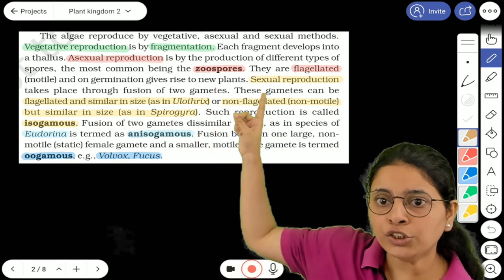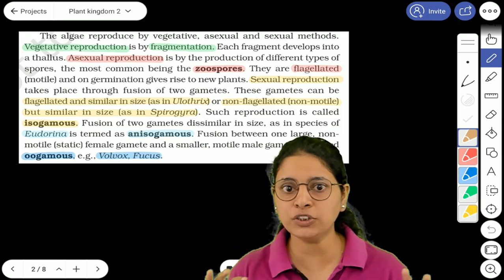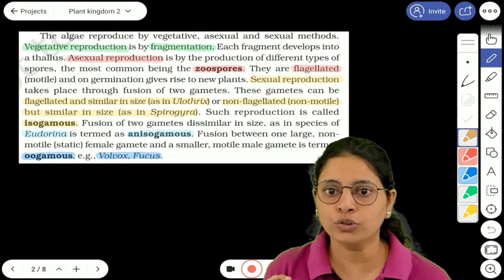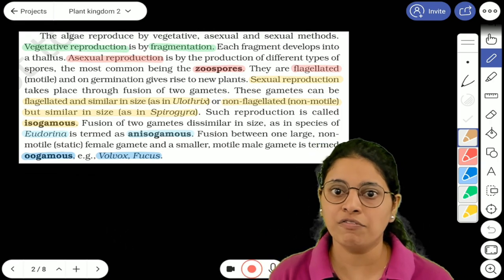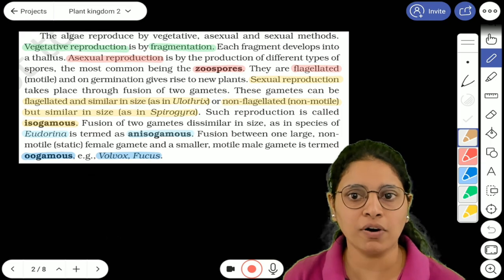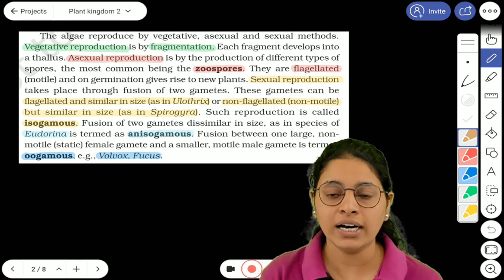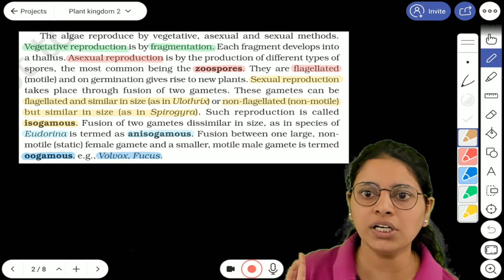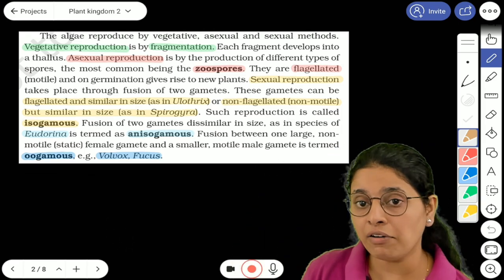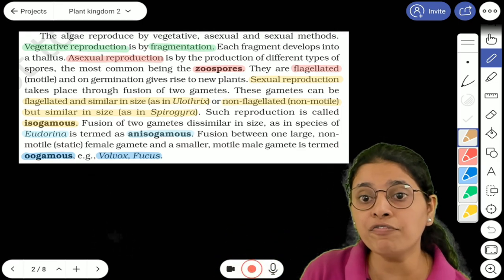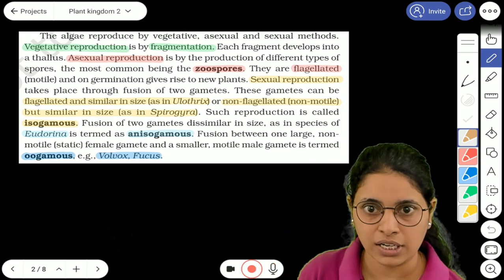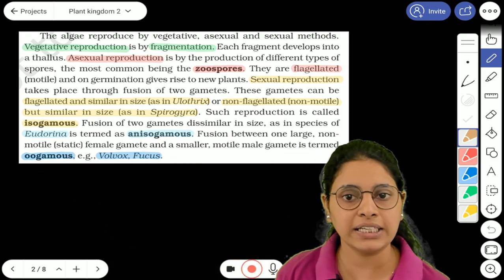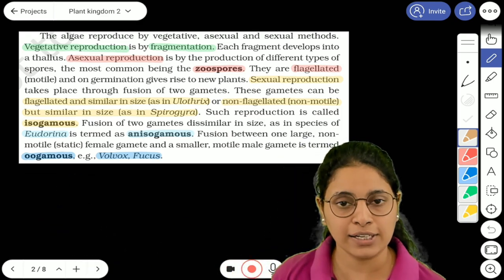Next, sexual reproduction. Sexual reproduction obviously involves fusion of two gametes. Male and female gametes fuse to form a zygote, and this process is fertilization, also called syngamy. If this process is involved, we call it sexual reproduction. In algae, we have three different methods of sexual reproduction: isogamous, anisogamous, and oogamous sexual reproduction.